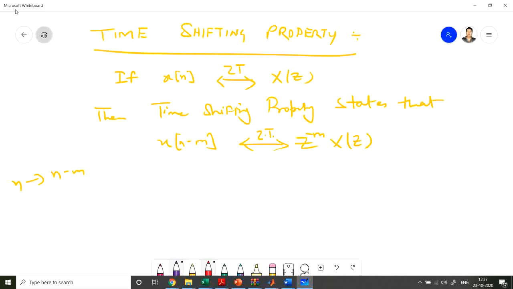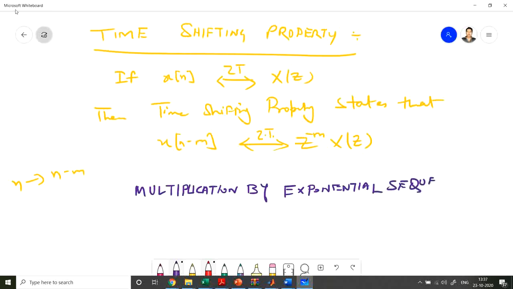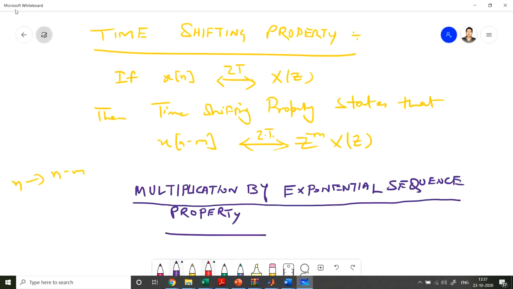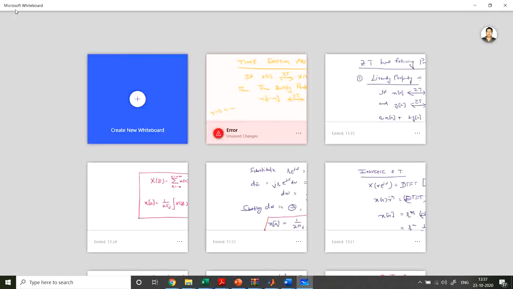Another property is the multiplication by exponential sequence property. Multiplication by exponential sequence property. So let us discuss this property.